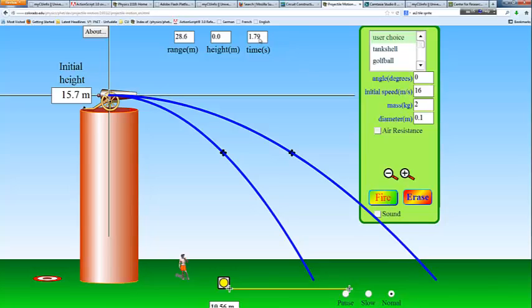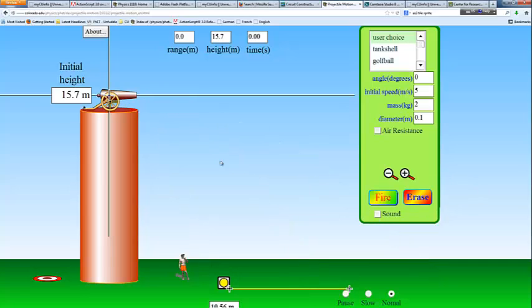It still took exactly 1.79 seconds to reach the ground. Let me decrease the speed to, say, 5 meters a second. Still takes 1.79 seconds. The point of this exercise is to show that the time to reach the ground is controlled entirely by the vertical motion, and it doesn't depend at all on the horizontal motion of the projectile.